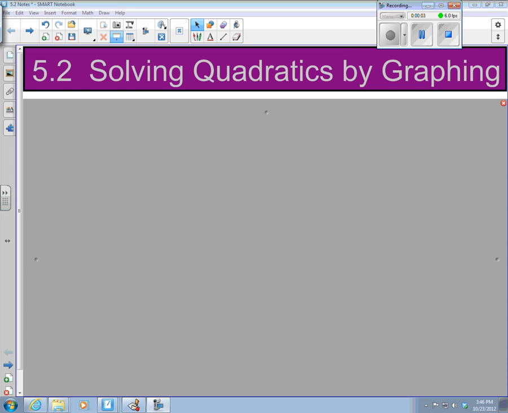This is your well-rounded math teacher, Mr. Picard. And we're going to be working with solving quadratics by graphing. So we're continuing along with quadratic functions again, like I said we would.